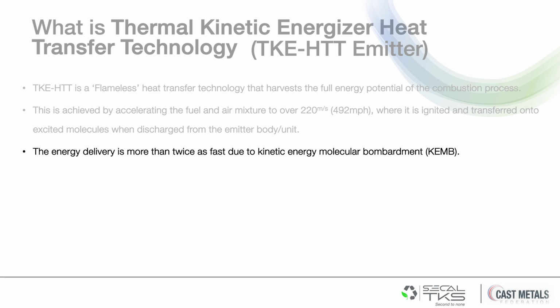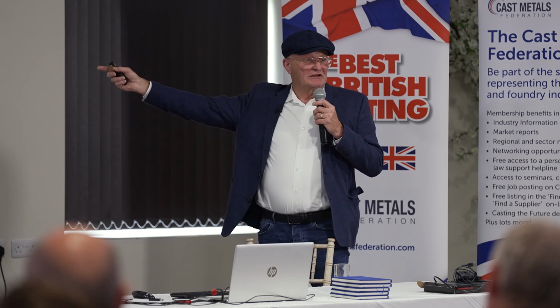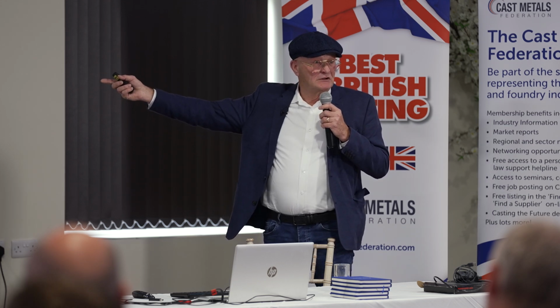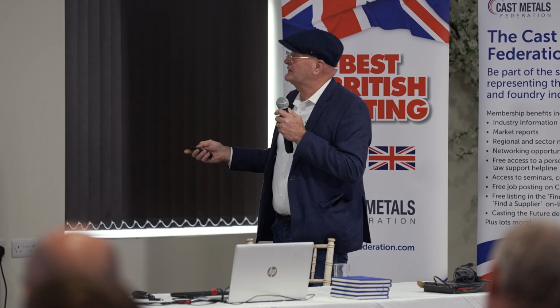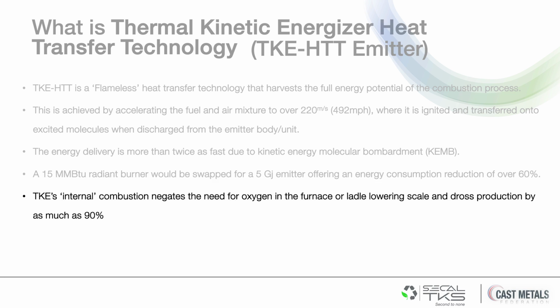As a result, a 15 million BTU radiant burner we're able to swap out for a 5 gigajoule unit, which is about 4.8 million BTU. It's about a third the size, so you save immediately 60% of your energy by going to a smaller unit. And that's before you get the benefit of reducing process times. The internal combustion negates the need for oxygen in the furnace or ladle, lowering the scale and dross production by as much as 90%.